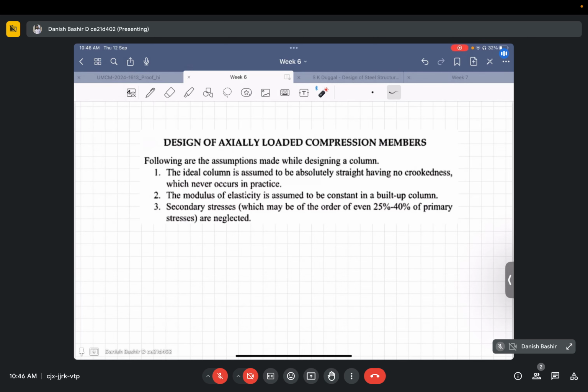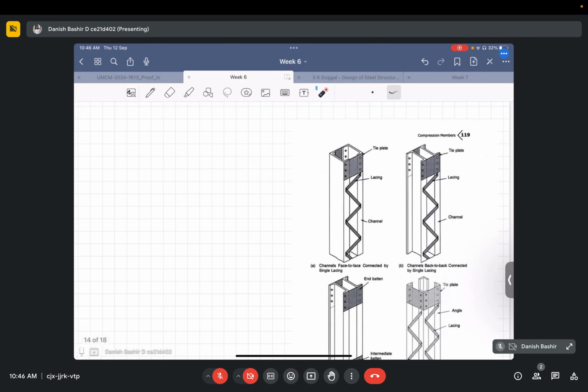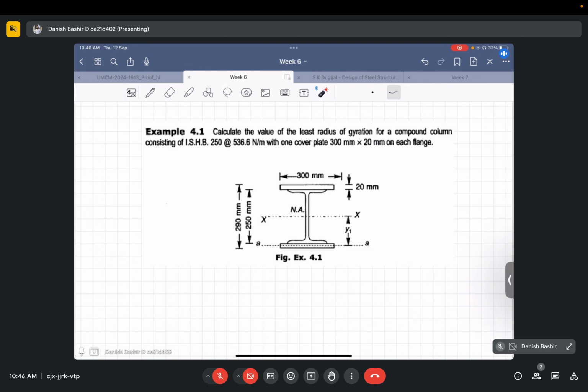Then we will directly go to one numerical problem. Calculate the value of the least radius of gyration of the compound column consisting of Indian Standard Heavy Beam ISHB 250 at a weight of 536.6 Newton per meter, with cover plates of 300 mm by 20 mm on each flange. So this is 300 mm, this is 20 mm in thickness, and we have the ISHB. Okay, you have to keep the IS handbook with you to follow these types of numericals.